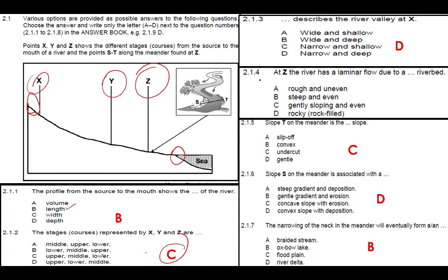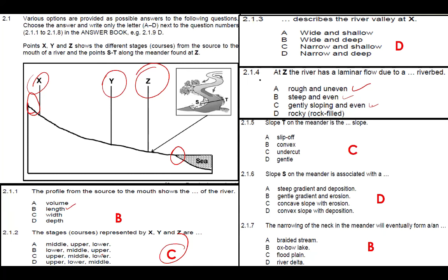Describe the river valley at X. So we're looking at the river valley at X. Is it wide and shallow? Is it wide and deep? The correct answer there is narrow and deep. And then at Z, the river has a laminar flow due to the riverbed. How is the riverbed at Z? Is it rough and uneven? Is it steep and even? Is it gently sloping and even? So the correct answer there will be C.